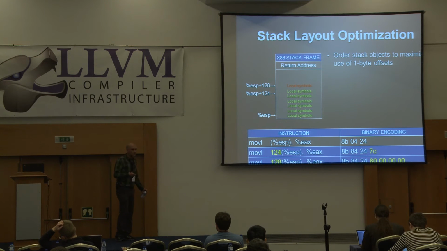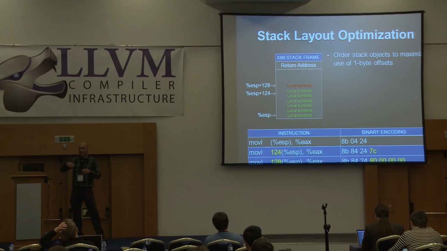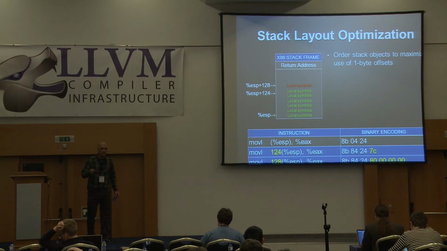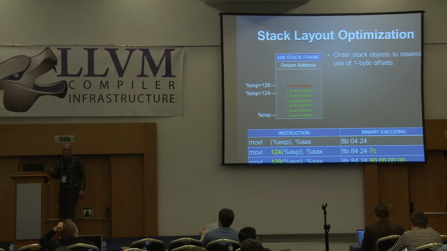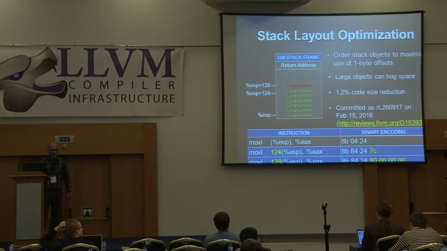So a typical example is, let's say you have a big array, and that array happens to get allocated to the bottom of the stack, and then you have potentially a whole bunch of frequently accessed smaller variables, and they get allocated above this big array. Then you're stuck with a whole bunch of really big, ugly encodings for all of those arrays. So what we did was we created a simple algorithm to order these symbols based on frequency of access and size. And we found that we got a very nice 1.2% code size reduction by doing this. These changes have been committed to trunk, and they're enabled under OS and O2.